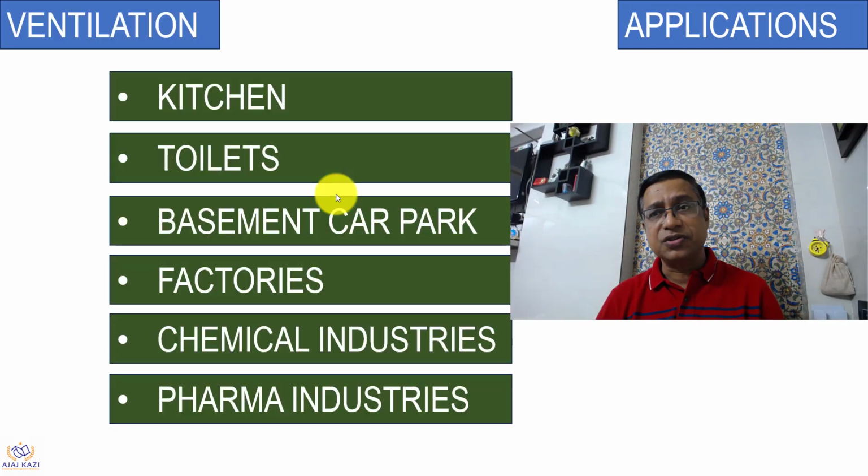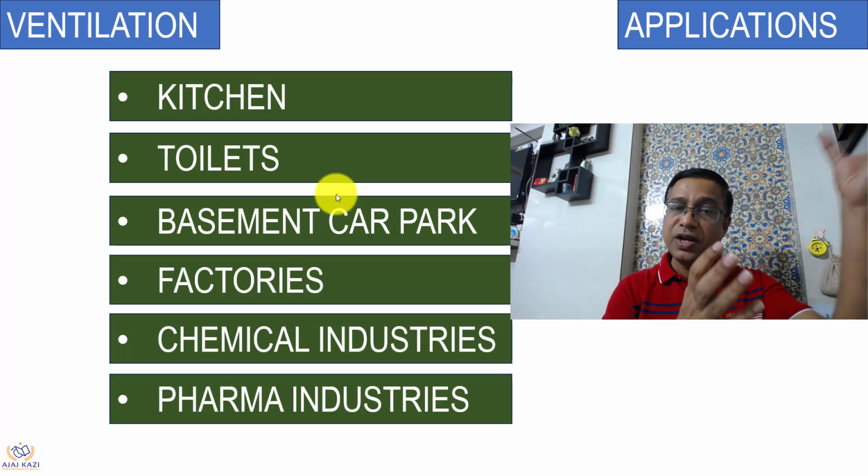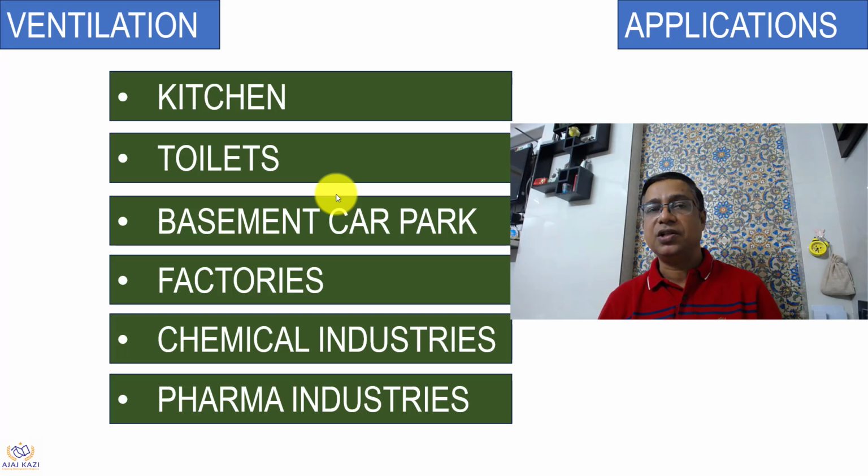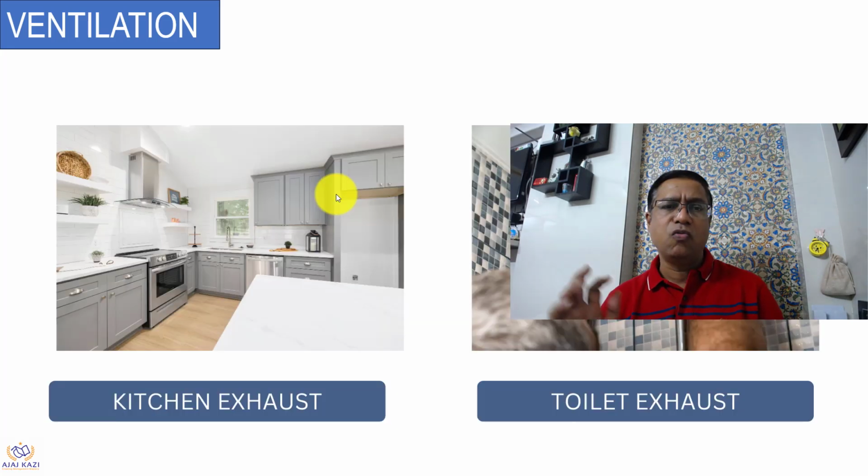There are other applications like kitchen exhaust, toilet exhaust, basement car park. Again, that is related to fire as well as general ventilation. We have factories, chemical industries, pharma industries. These industries will have different types of exhaust because we will have chemicals, right? How we take them out safely into the atmosphere is again a challenge. So these are some of the applications. Let's go one by one.